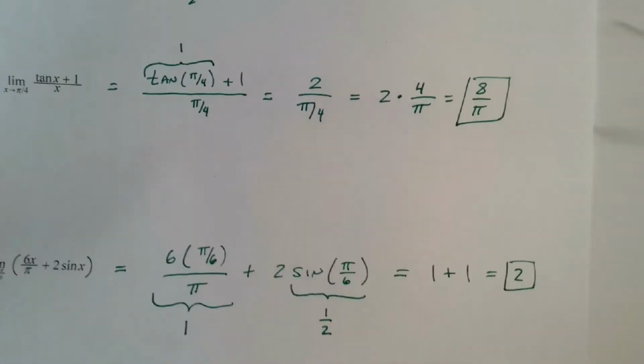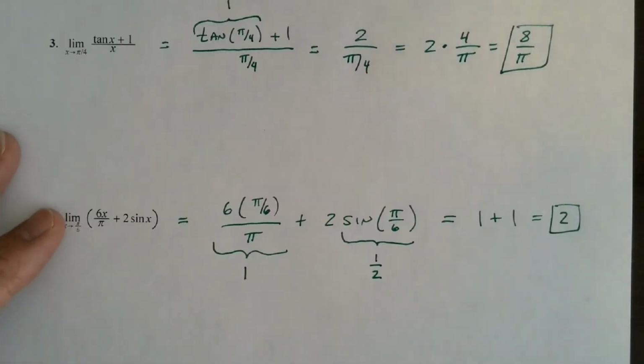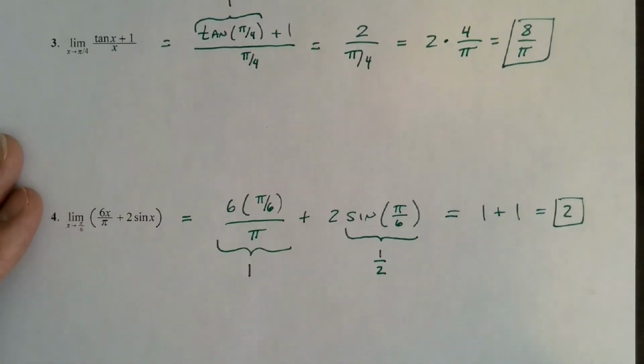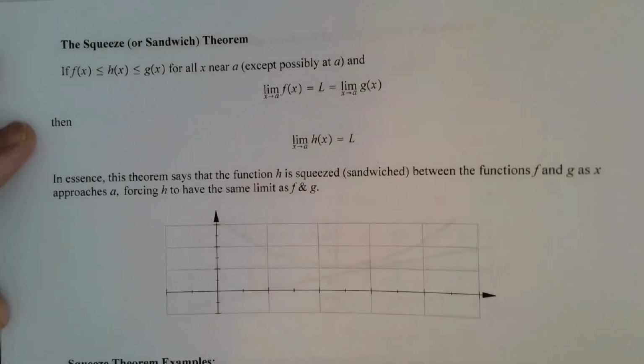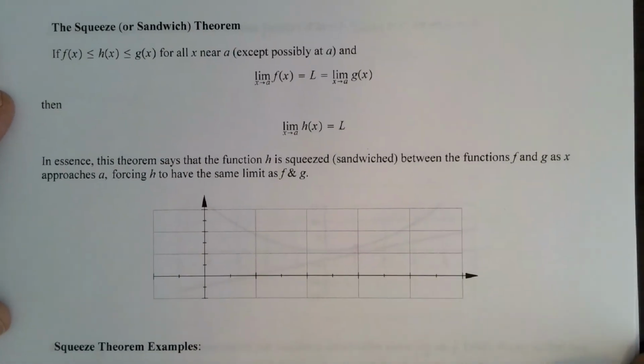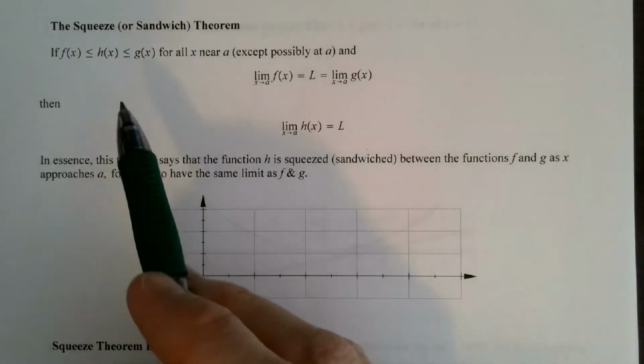In order to do that, we need two particular limits involving sine and cosine to begin with, and then we can look at other situations. In order to get those limits, we need an important theorem that we're going to investigate here first, and that is the squeeze or the sandwich theorem. And this works for any functions, trigonometric or otherwise.